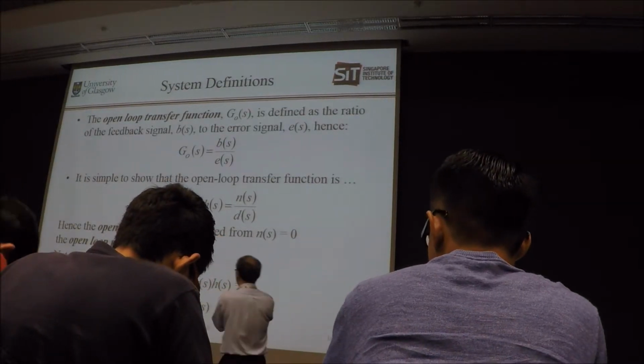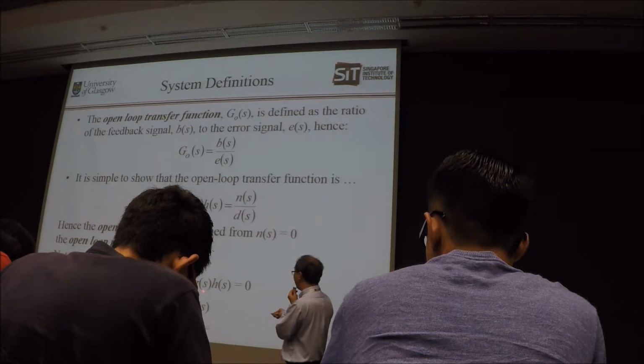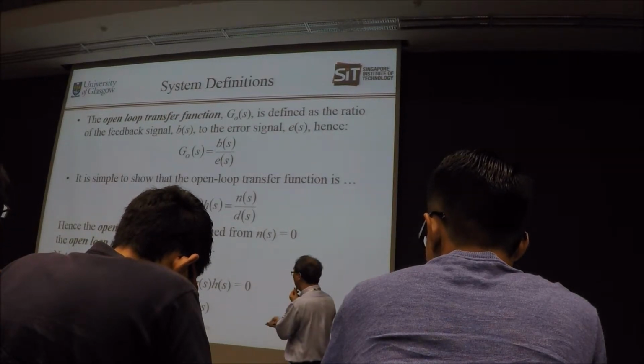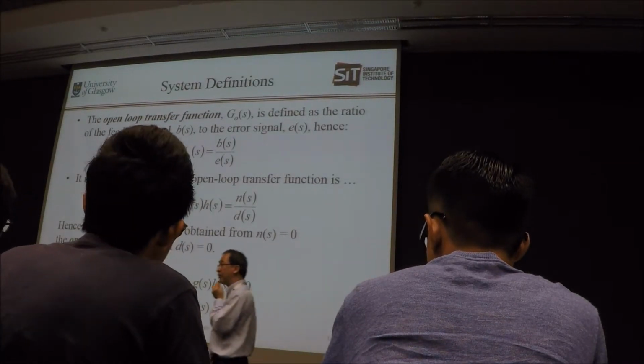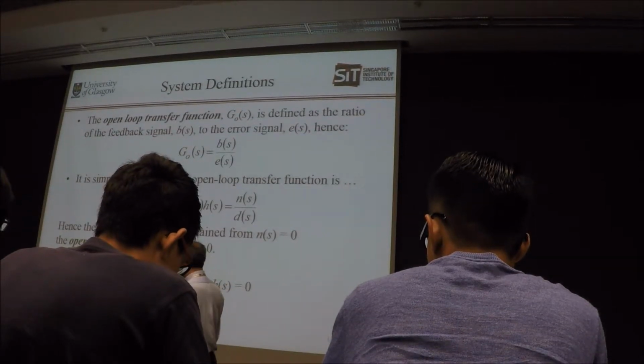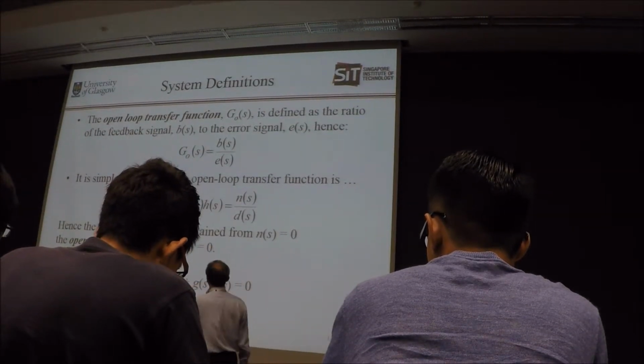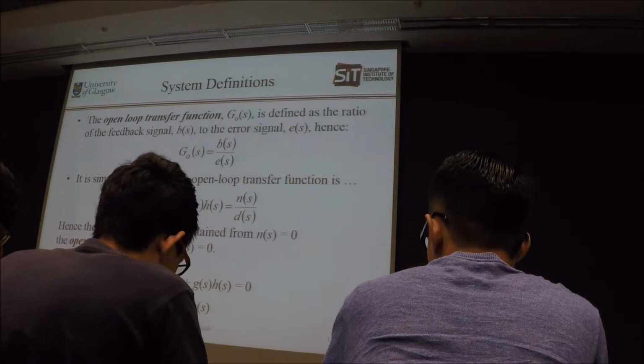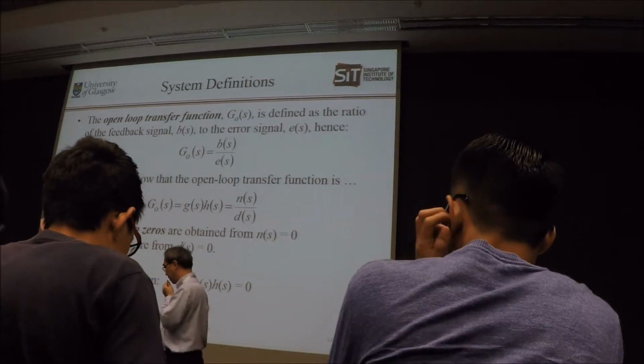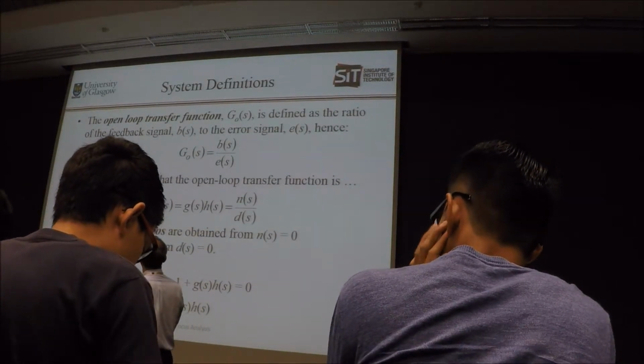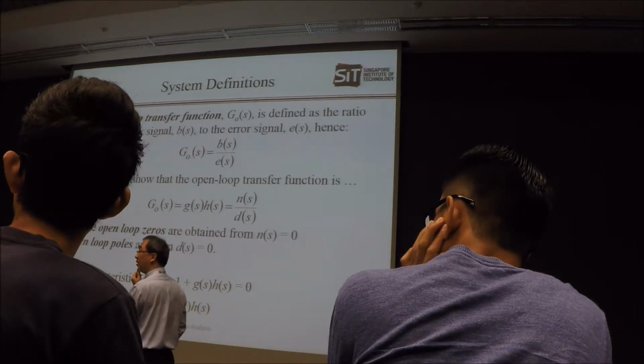So remember, the characteristic equation is 1 plus G(s)H(s) equal to 0, and the open loop transfer function is G(s)H(s). Okay, so these are some of the system definitions given from your lecture materials.